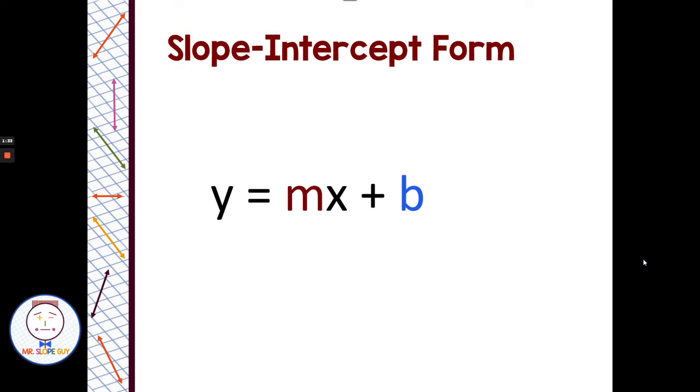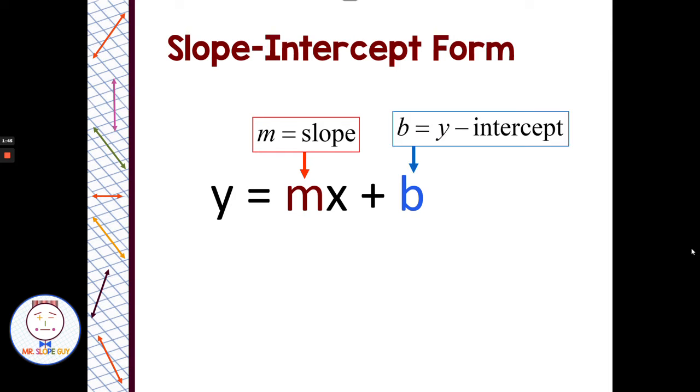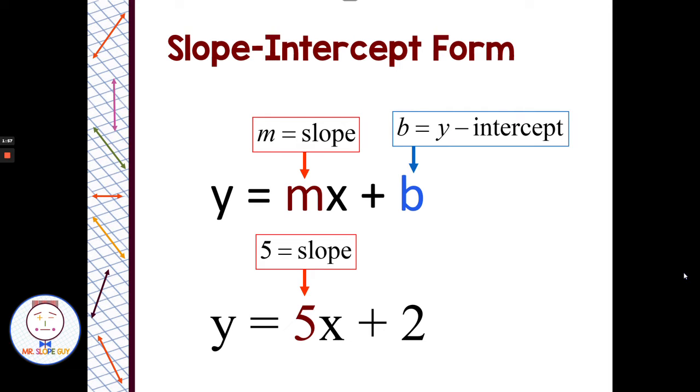And slope-intercept form is y equals mx plus b. And when an equation is in this form, we can look at the number in front of the x, and that number will give us the slope. And the number at the end, the constant value, will give us the y-intercept. So for example, if we're given the equation y equals 5x plus 2, the number in front of the x, the coefficient of x, is 5, so our slope is 5. And the constant at the end, or the b value, is 2.